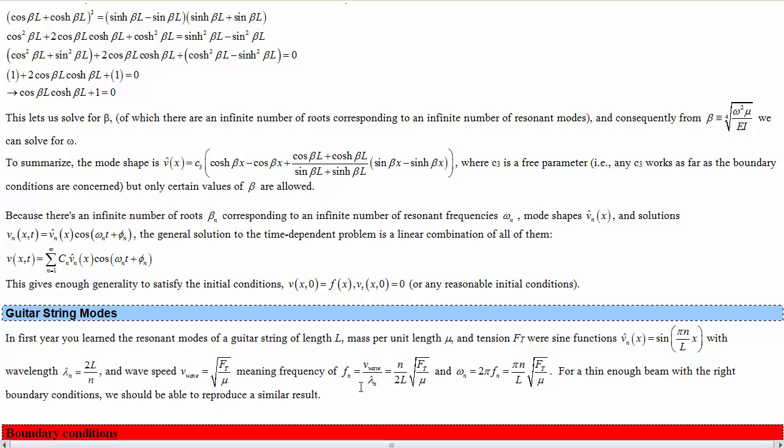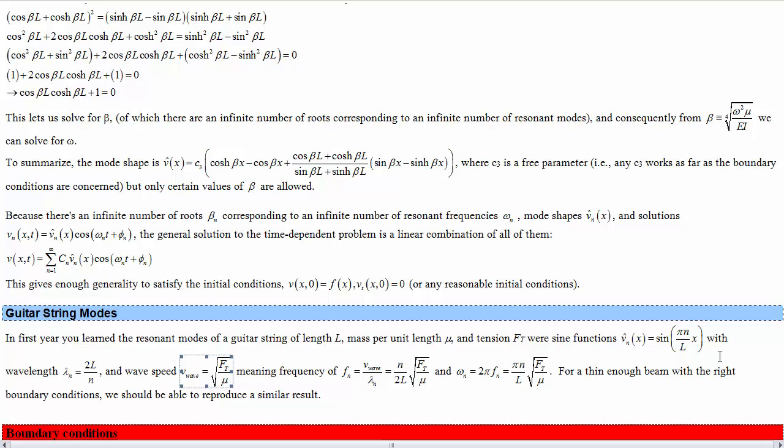Okay, so to conclude this section, I'm going to relate this back to something that you learned about in first year and maybe in high school as well, which is the resonant modes of guitar strings. In the Physics 1E03 formula sheet, you have formulas that give you the speed of a wave on a string that's under tension T and mass per unit length mu, and this is the wave speed.